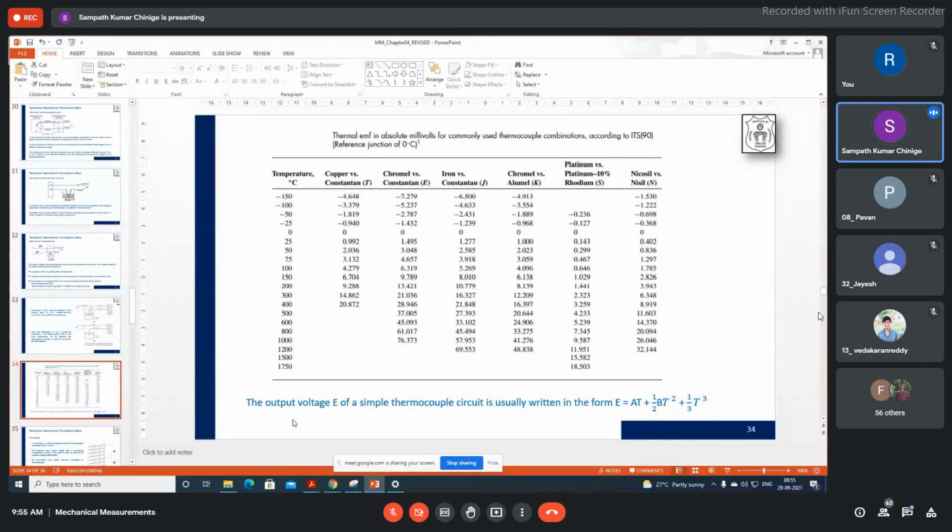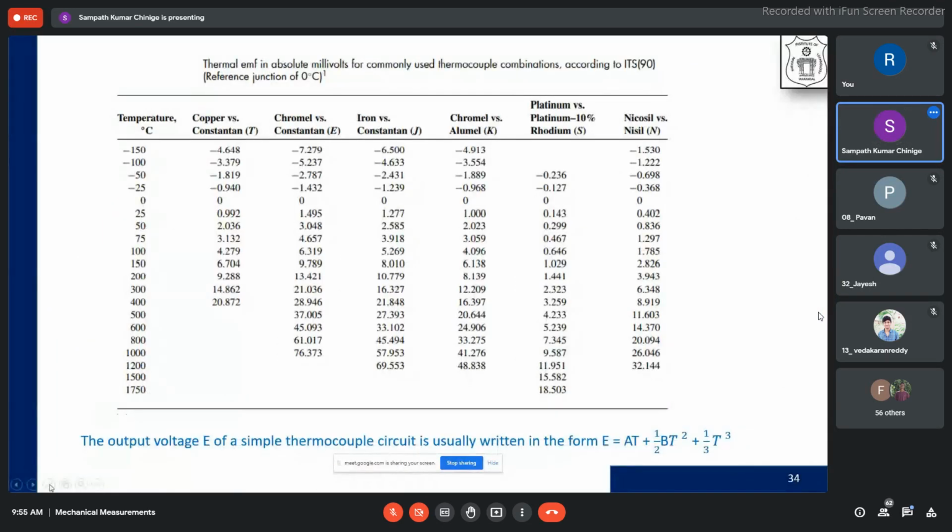The output voltage E of a simple thermocouple circuit is written in the form aT plus bT squared plus 1 by 3 cT cubed. This is the general form, where a, b, c are constants. In general, the voltage created as a function of temperature will be in this form. Are you getting me? What does that mean? That means the relation that we are creating is between E and T.